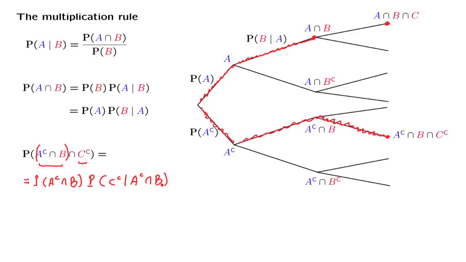Can we simplify this even further? Yes, the first term is the probability of two events happening, so it can be simplified further as the probability that A complement occurs times the conditional probability that B occurs, given that A complement has occurred. And then we carry over the last term exactly the way it is.